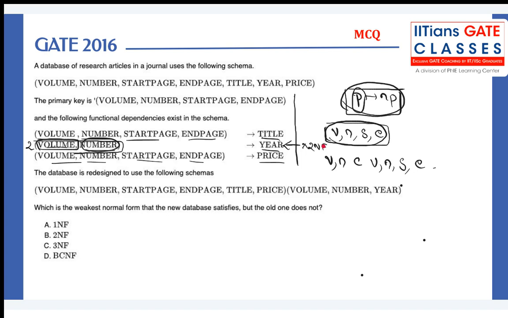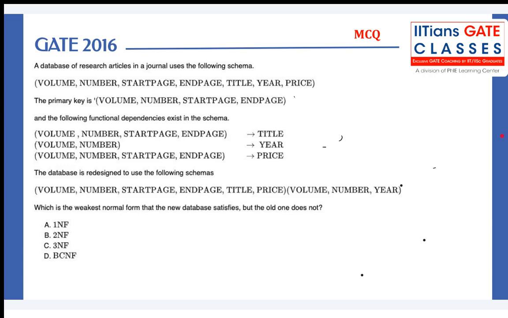So you see, okay, let me go a bit slow because you need to understand this. So first of all I asked you what the key is. The key is VNSE. What is VNSE? Volume, number, start page, end page. And so these are also the prime attributes. The prime attributes are V, N, S, E. And so what are the non-prime attributes? Anyone? What are the non-prime attributes? Anyone? TYP, title, year, price.